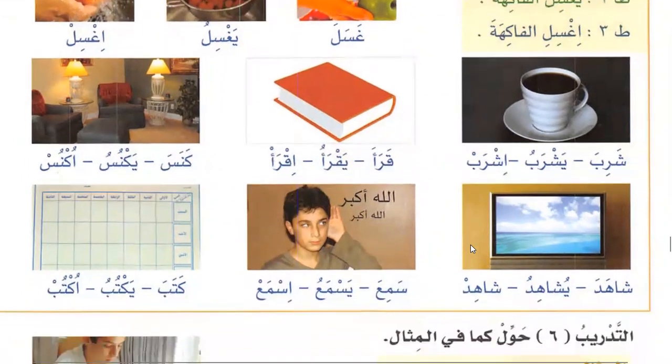Qara'a al-Quran, he read the Quran. Yaqra'u al-Quran, is reading Quran. Iqra' al-Quran, read Quran. Okay. Iqra'il Quran, read Quran. Hamza, kasra, lam. Okay. Iqra'il Quran.